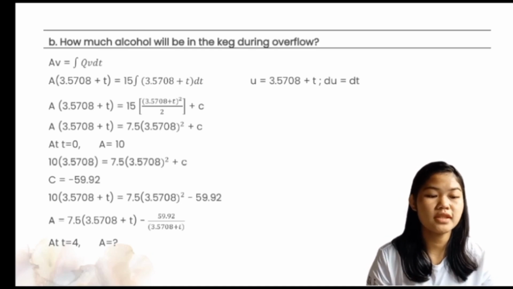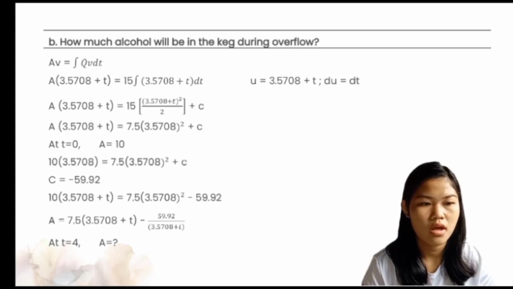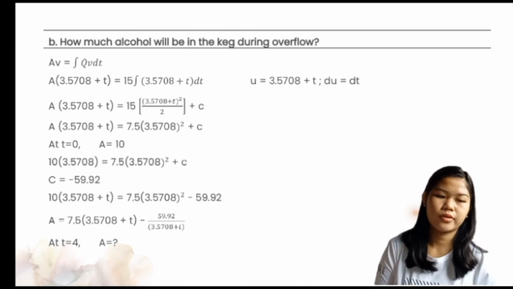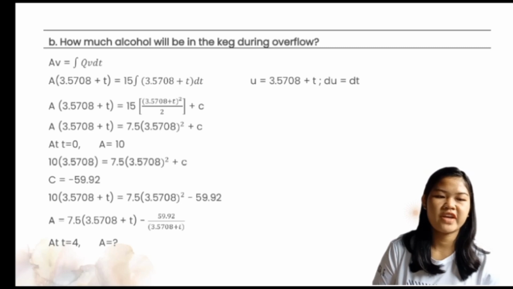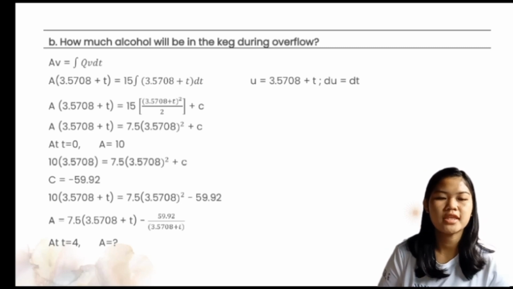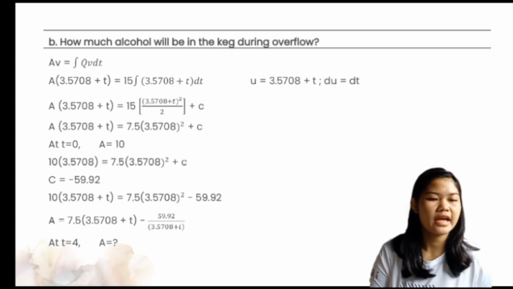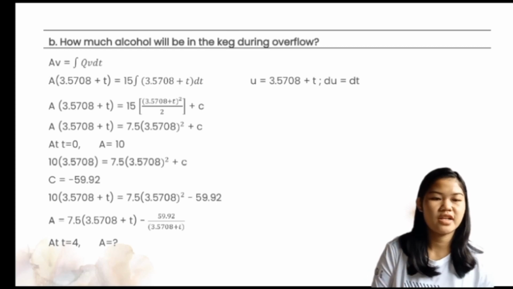So, take note that initially, the keg has 10 milligrams of alcohol. So, our T is 0. So, plug in the 10, which is 10 times 3.5708 is equal to 7.5 times 3.5708 squared plus C. So, from this equation, we will solve for C, and our answer is negative 59.92. And then we plug in the value of C.